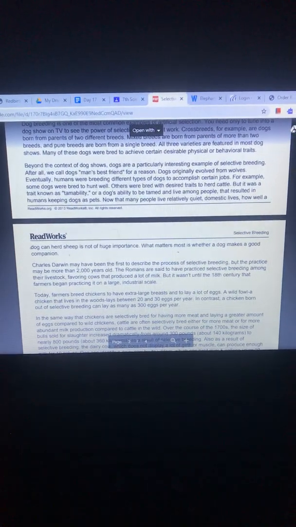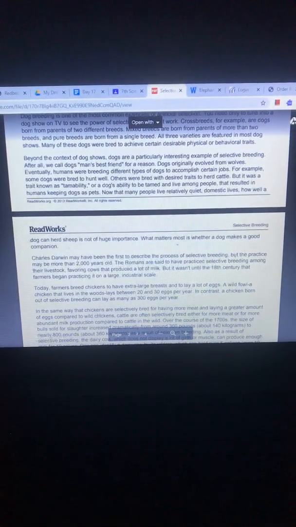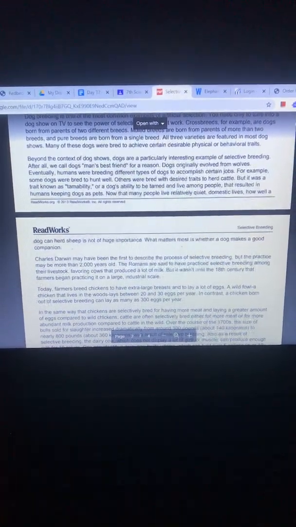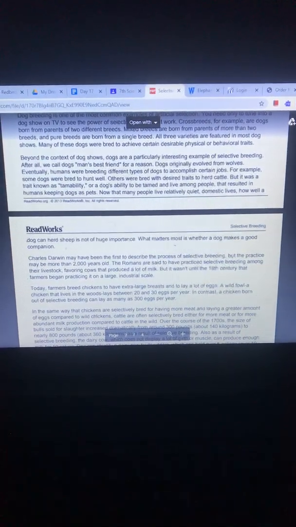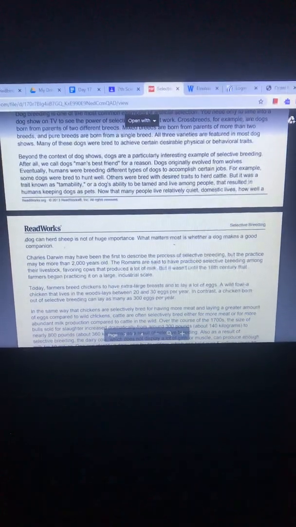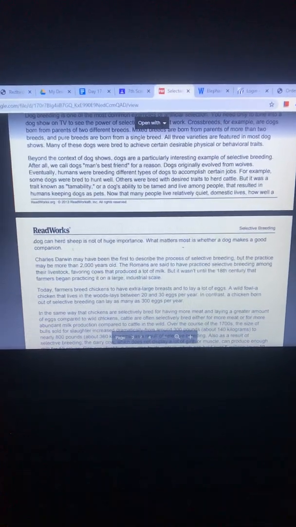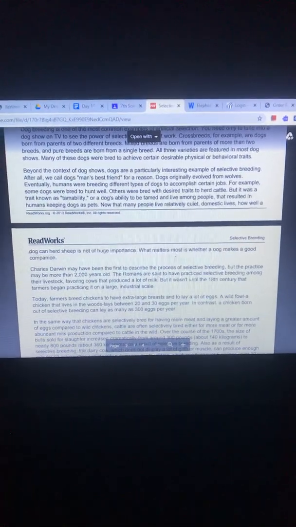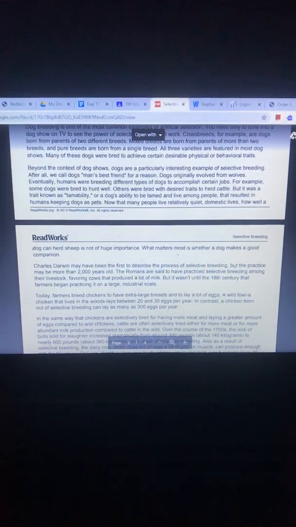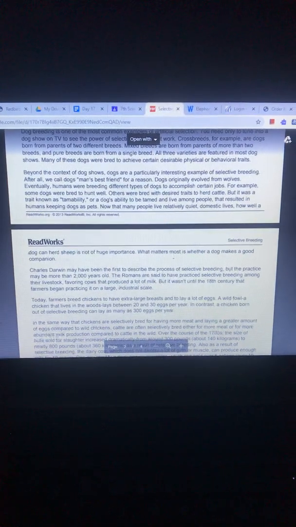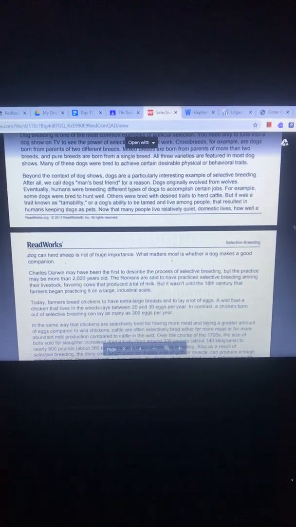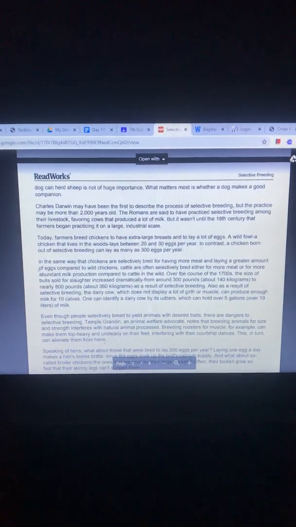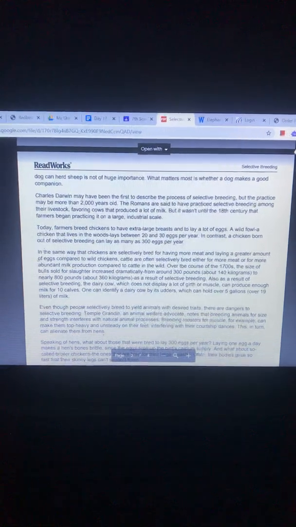Dogs originally evolved from wolves. Eventually, humans were breeding different types of dogs to accomplish certain jobs. For example, some dogs were bred to hunt well. Others were bred with desirable traits to herd cattle. But it was a trait known as tameability, or a dog's ability to be tamed and live among people, that resulted in humans keeping dogs as pets. Now that many people live relatively quiet, domestic lives, how well a dog can herd sheep is not of huge importance. What matters most is whether a dog makes a good companion.